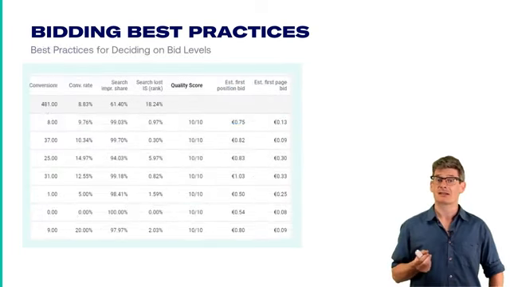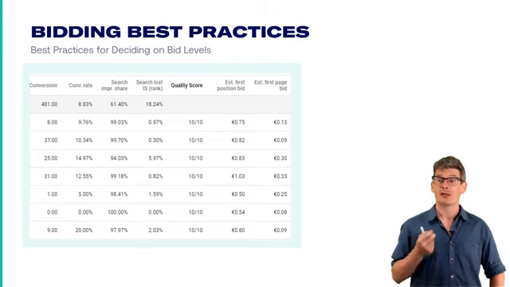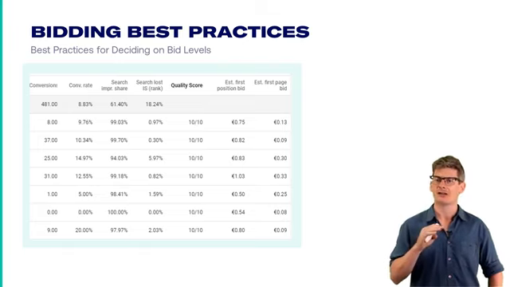Now, some best practices on deciding on bid levels. There are a number of metrics that we can use to decide on bids. An important one here is impression share. Impression share is the number of times your ad shows up when someone searches. So for example, if you have 100% impression share, you show up 100% of the time when someone looks for that keyword. If you have 50%, you only show up half of the time.